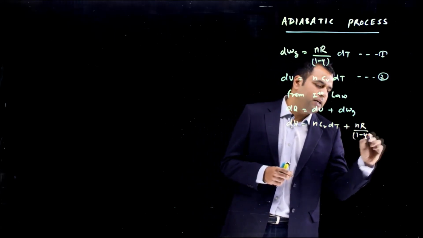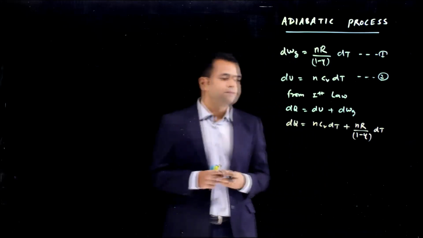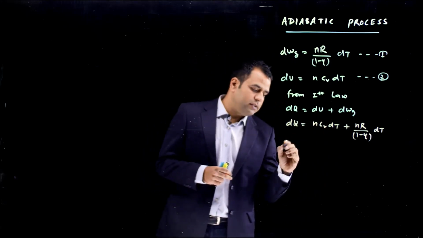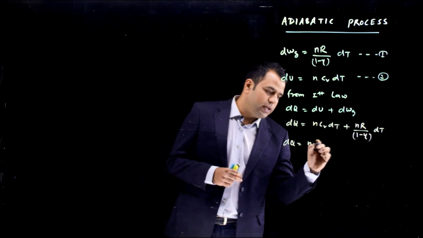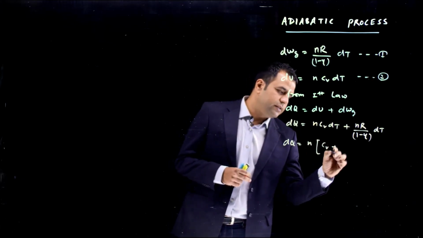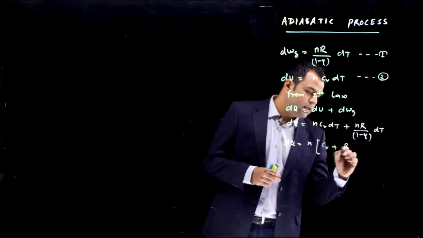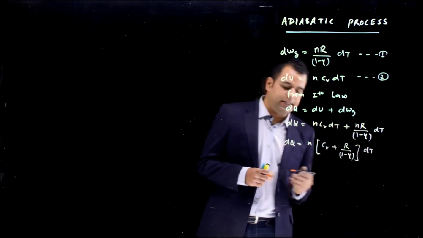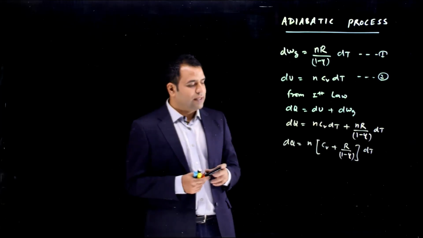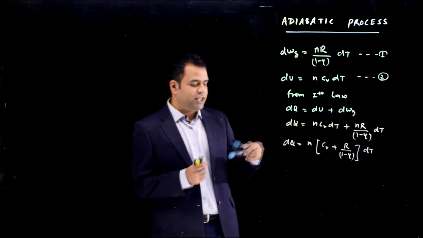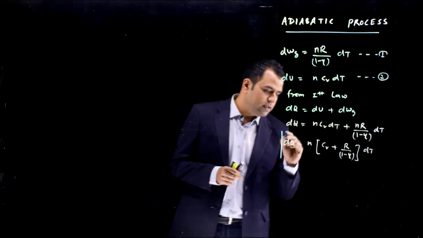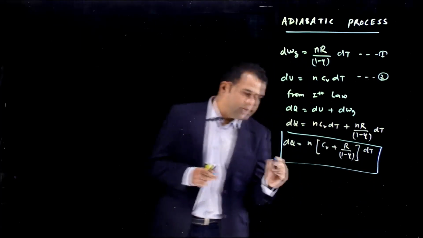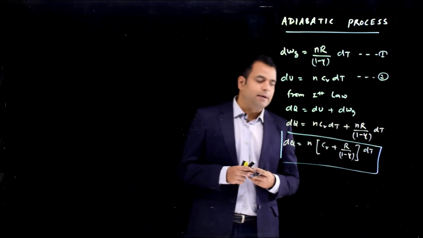nR/(1 minus gamma) dt. If we take the things common, this dq will be equal to n times (Cv plus R upon 1 minus gamma) dt. Okay. So as you can see, this is your differential equation for heat given in the process in terms of temperature.